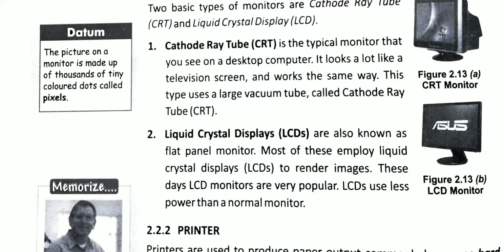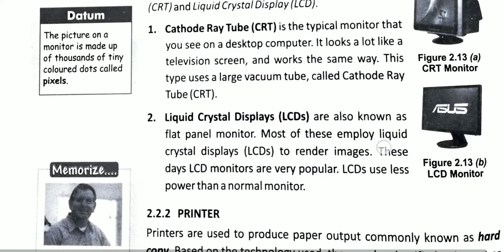CRT is the typical monitor that you see on a desktop computer. It looks a lot like a television screen and works the same way. This type uses a large vacuum tube called a cathode ray tube. So it uses that tube, called the cathode ray tube, and that's why it has the name cathode ray tube monitor.